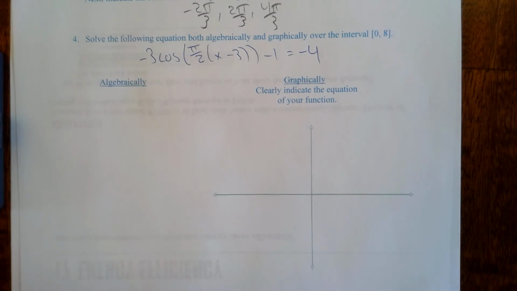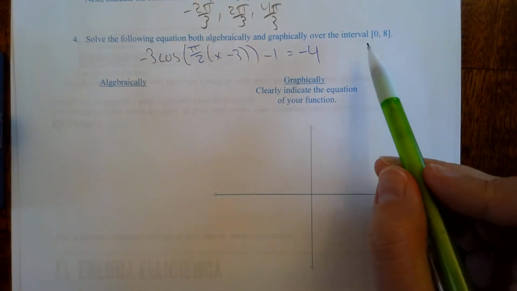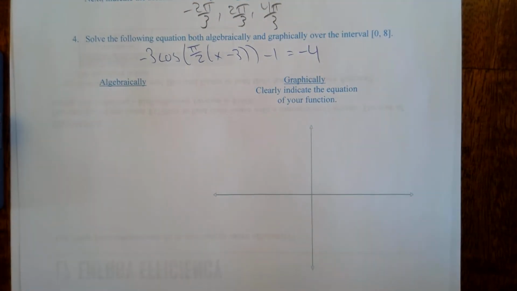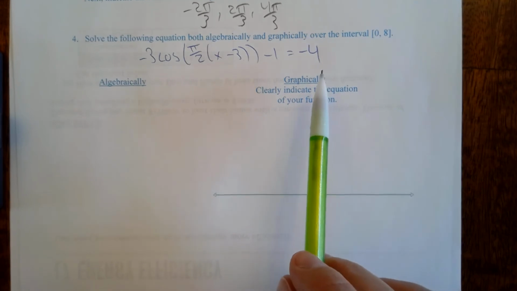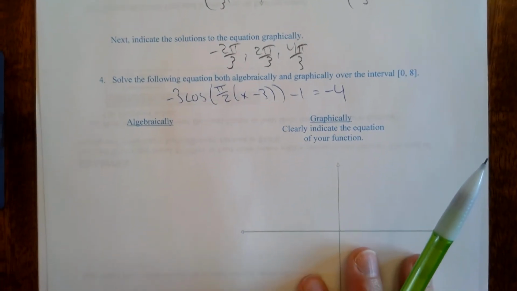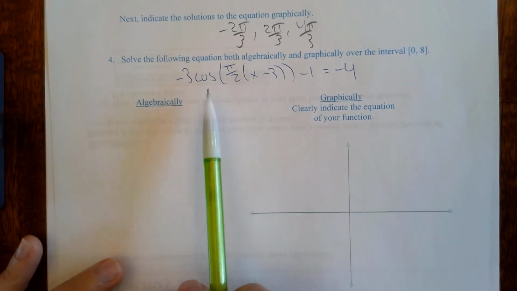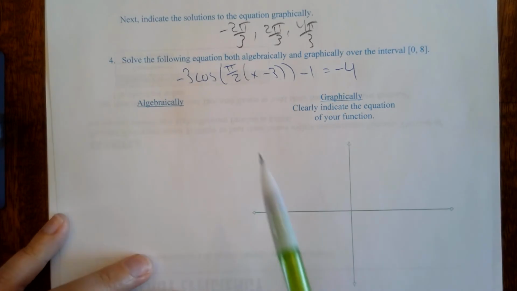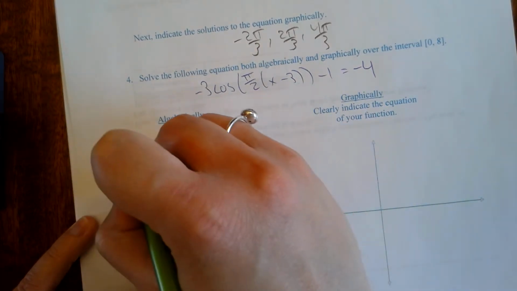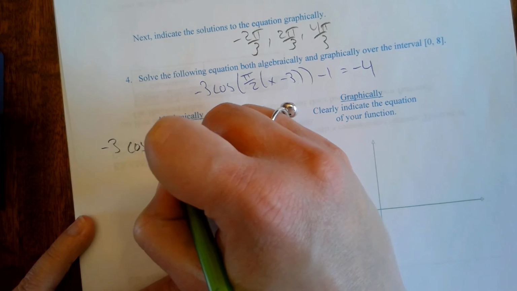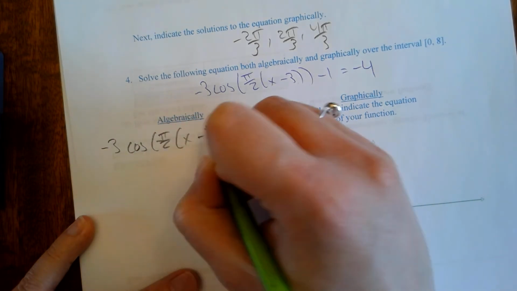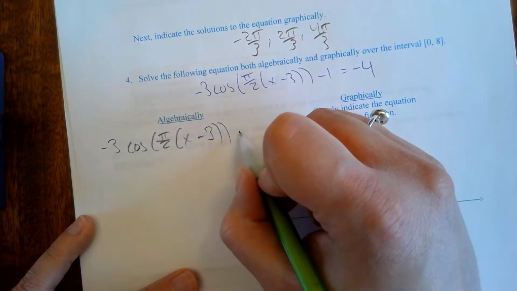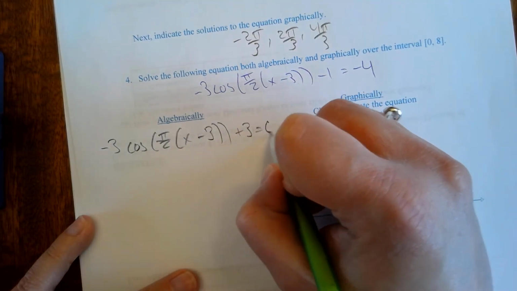Solve the equation both algebraically and graphically over the interval 0, 8. Okay, so this is a mess, isn't it? It's a lot of things going on in here. I'm going to start off, even if I was just doing it graphically, by cleaning it up a bit, putting everything on one side, trying to move that -4 over here. I hope that's a 3, because that's what I can read from my own terrible writing. So +4 to both sides, and we end up with +3 equals 0.